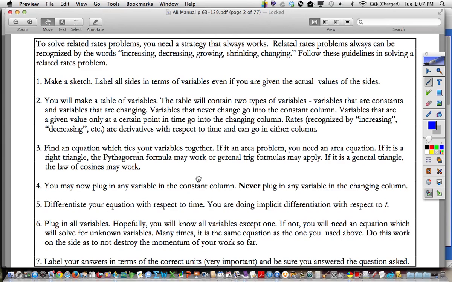Okay? Now, it's falling. So in other words, this end is scooting out, and this end is coming down the wall. Right? So, according to them, you would label all sides in terms of variables, even if you were given the actual values of the variables. So I might tell you this is a 6-foot ladder. What they would say is you should label this X, Y, and Z, even though we were given that Z was 6.